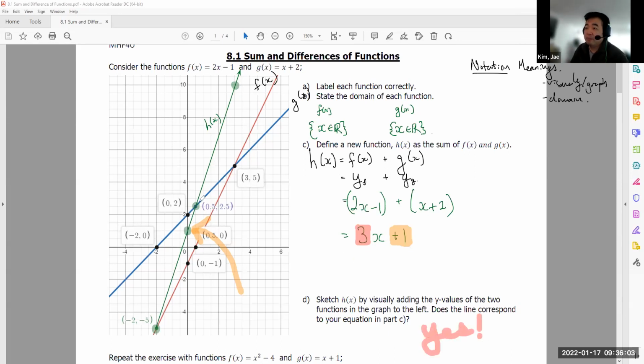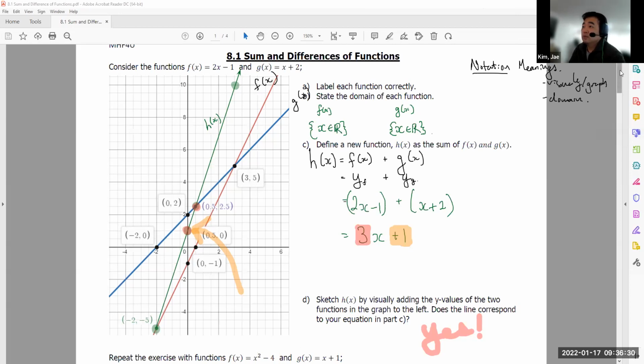And you can confirm it by taking any 2 points, like maybe this point right here and that point right here, and calculating the slope, y2 minus y1 over x2 minus x1. We're going to do the exact same thing when I give you a parabola with a linear, and you'll see that it's still the same process. So any questions with this first example before we move on?